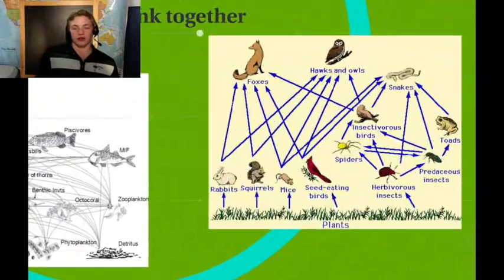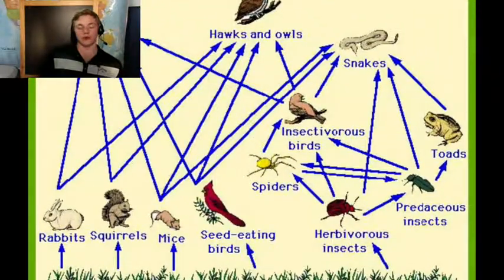And we're going to look at a little bit more simple one. This one is from your AP Bio textbook. It starts off fairly basic with the plants at the bottom. This is of course the first trophic level. It works up into the second trophic level, which includes rabbits, mice, and seed-eating birds, for example.